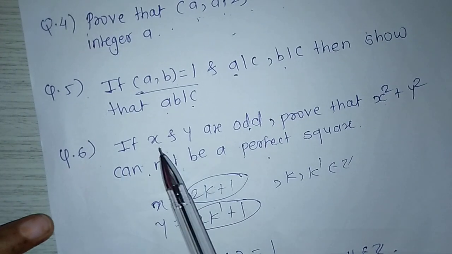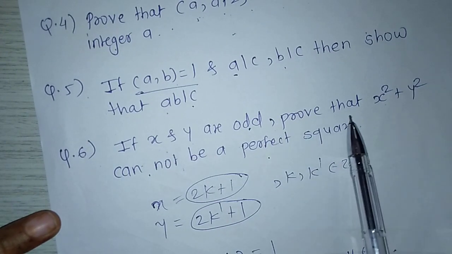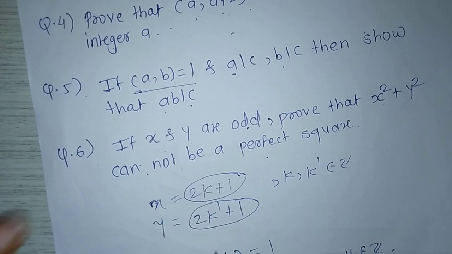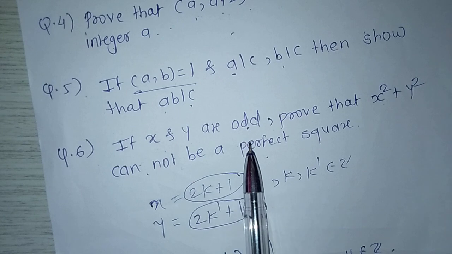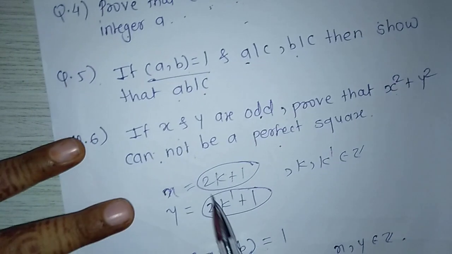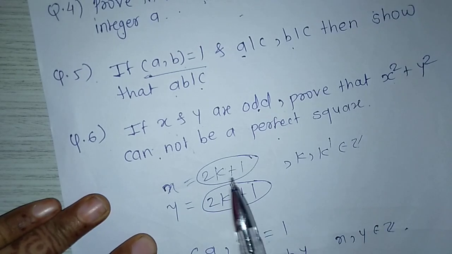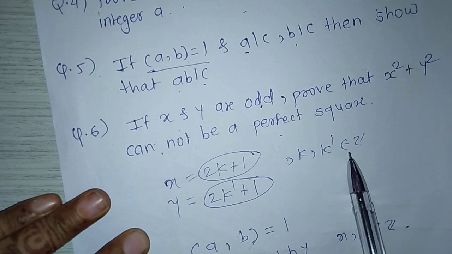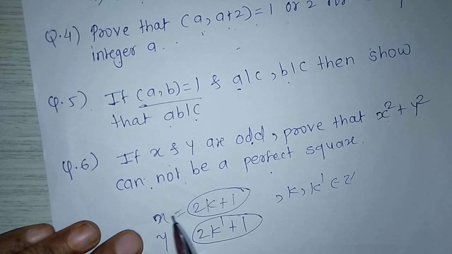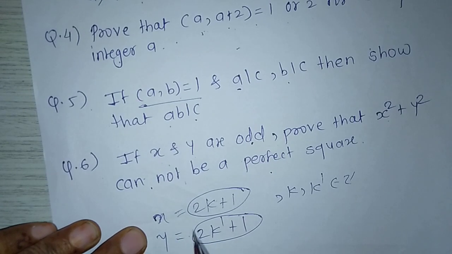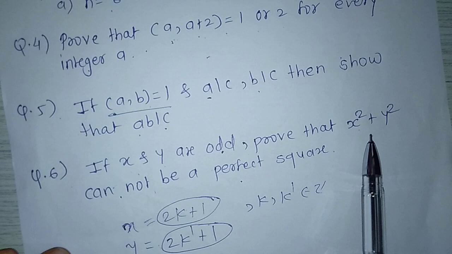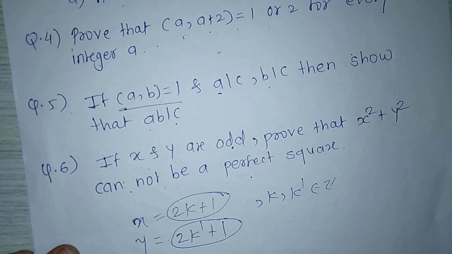Question number 6. If x and y are odd, prove that x squared plus y squared cannot be a perfect square. We know that odd numbers are of the form 2k plus 1, where k belongs to Z. Therefore we get x equals 2k plus 1, y equals 2k dash plus 1, where k dash belongs to Z. Put these two values of x, y in x squared plus y squared. Then we get that x squared plus y squared cannot be a perfect square.